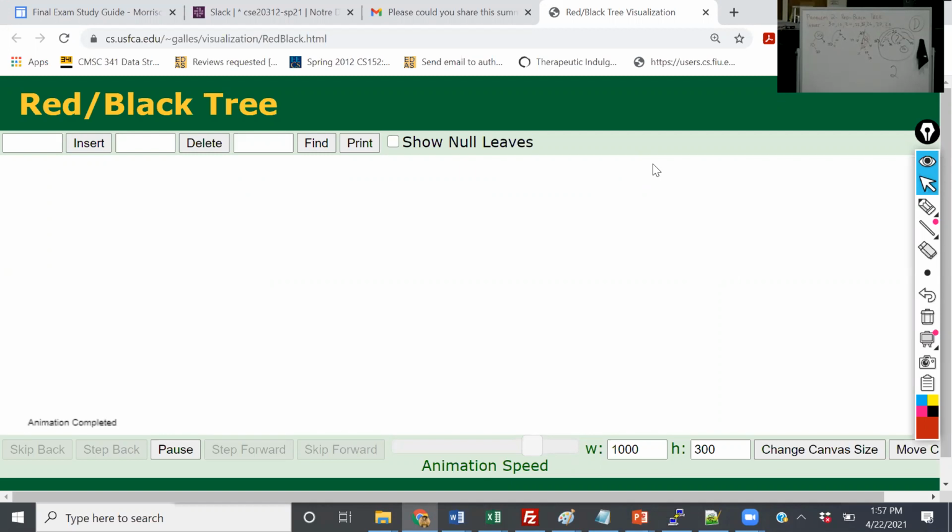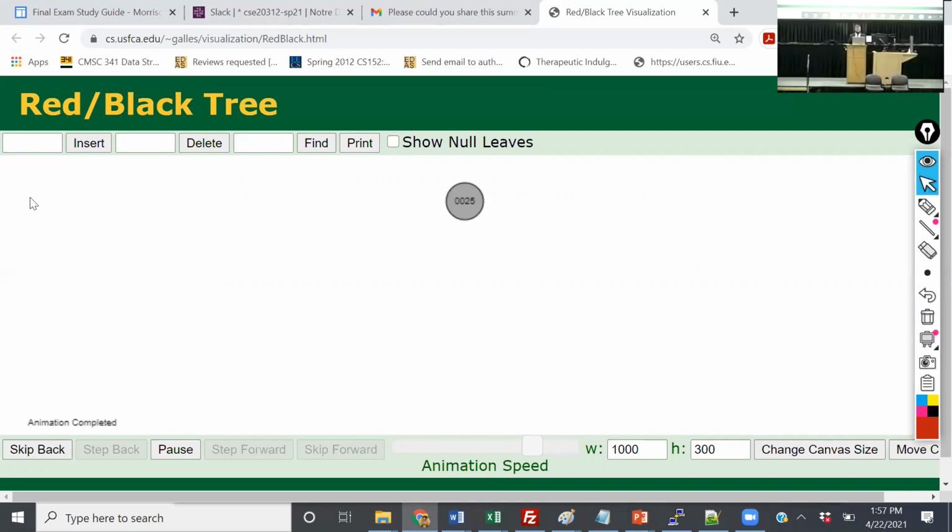What I wanna do is I wanna go back and do some insertions into this animation to help clarify any other questions. So I'm going to do 25, and what you're going to see is it's going to be inserted, and it's going to become the black node. Next, what we're going to do is we're going to insert 35, and I'm kind of just pulling these numbers up. 35 is going to become a red child. Now I'm going to do 45, and I'm going to press pause, and I'm going to step through.